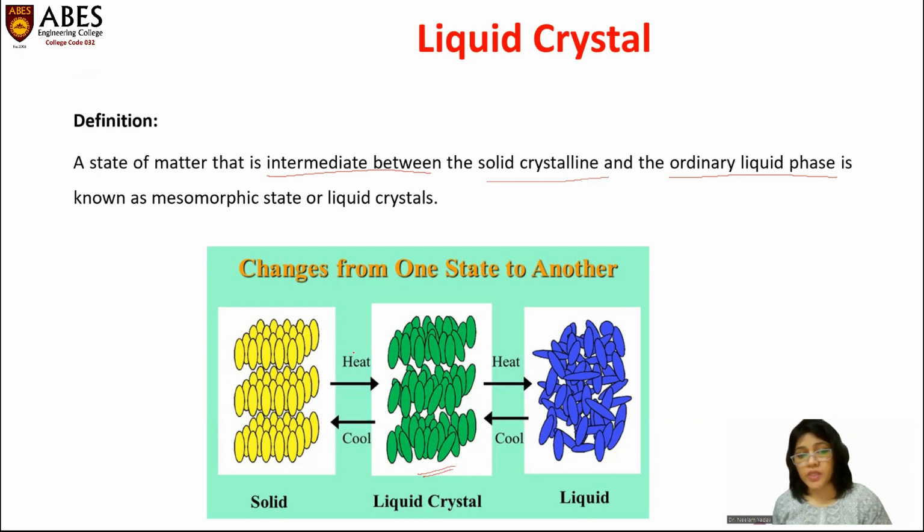Now, generating a liquid crystal can generally be done in two ways. Either the solid is heated, and at a particular temperature this solid may turn to a liquid crystal, and on further heating, it will turn to a liquid. Similarly, if we take the initial substance in the form of a liquid, this can be converted into liquid crystal by cooling it down, and on further cooling, this liquid crystal will convert into a solid form. So basically, we can define a liquid crystal as a state of matter which is an intermediate between solid crystalline and ordinary liquid phase, and it shows the properties of both solid and liquid phase.